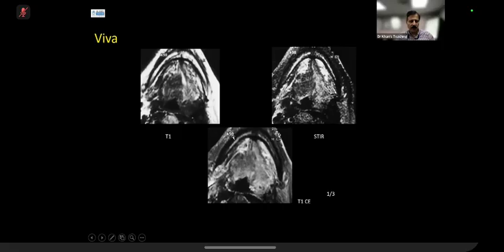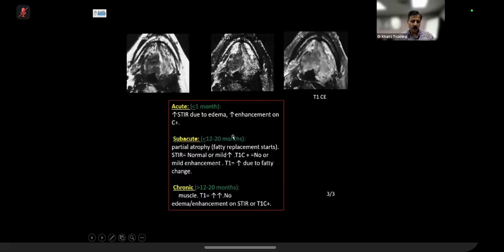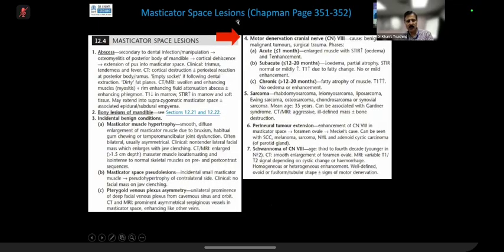Now, if the hypoglossal nerve is affected by a tumor, usually at the jugular foramen or in the carotid sheath, then what will happen? The nerve supply to the muscles will finish. And what will happen? There will be a signal change. And this concept is actually mentioned in Chapman, in masticator space lesions, motor denervation, cranial nerve 8.